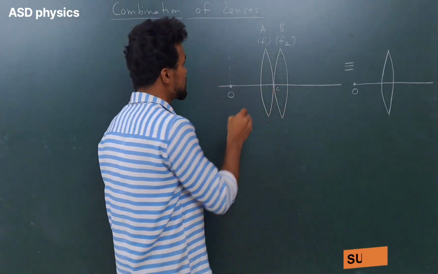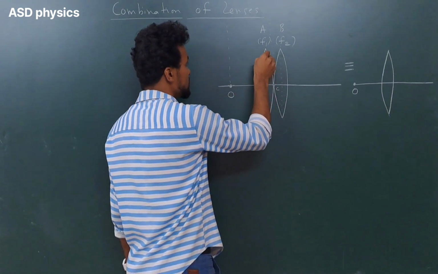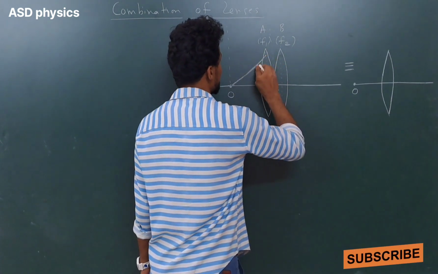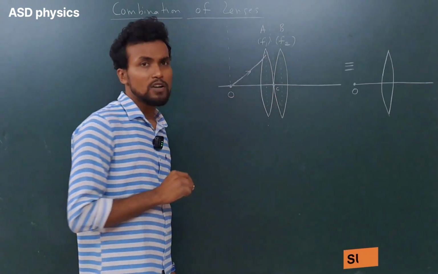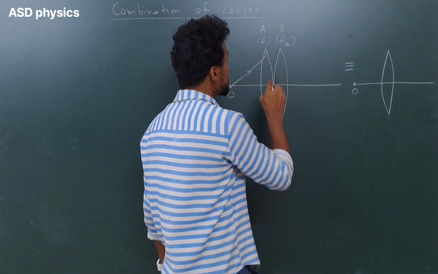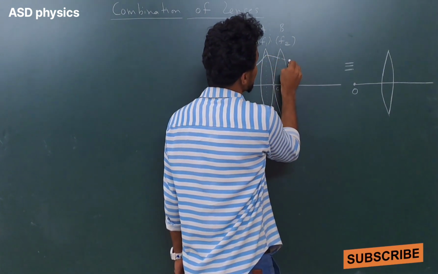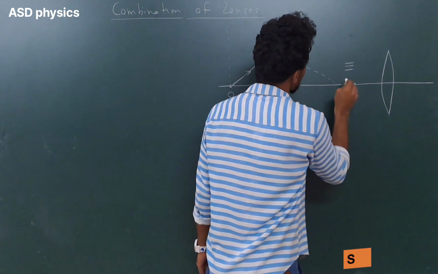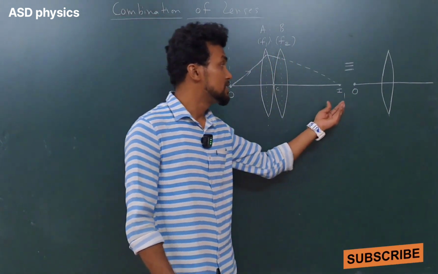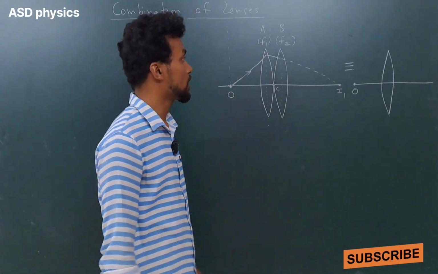Okay, so what will happen is that one ray will start from the object and strike the lens. I am drawing it like this, from the object went like this. So when the refraction takes place at lens A, it will bend like this, and here the image will form, here at I1. Now this image that is formed by lens A will act as an object for lens B.